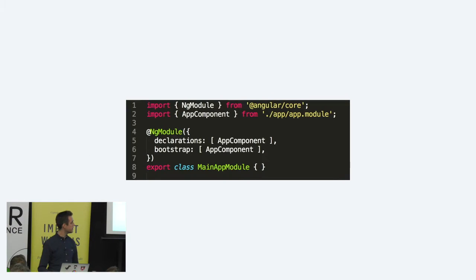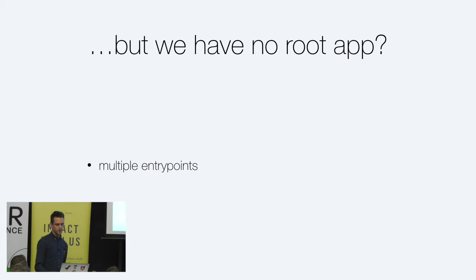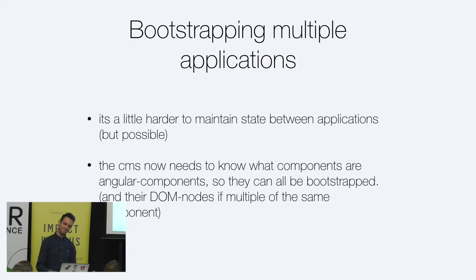Like you saw in this slide, the bootstrap is actually an array. So we could just put in multiple components to bootstrap, and that would actually work. But it makes it a little hard to maintain state when it's not one application running, but multiple applications running on the same page. It's possible, you can do stuff with shared services, but it's a little hard.